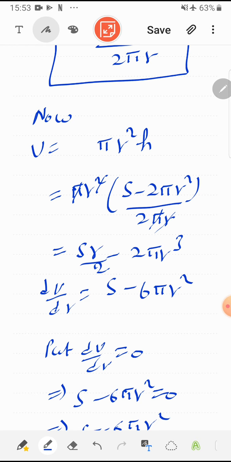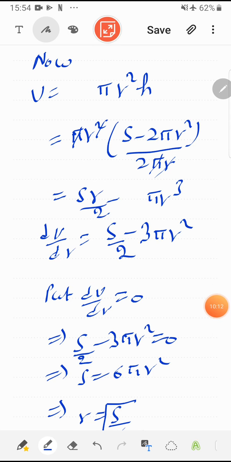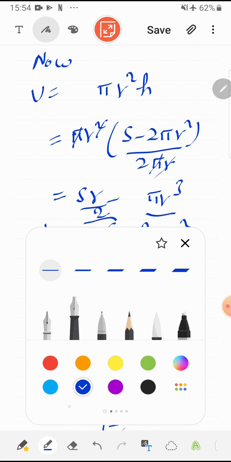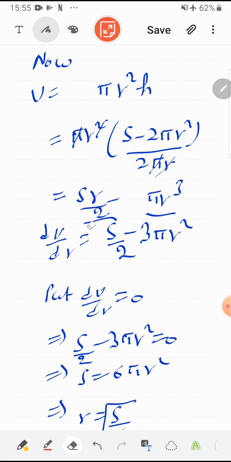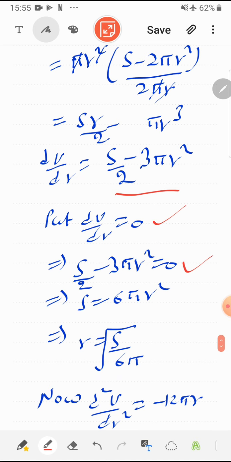Now, so the function is sr by 2 minus pi r cube. So after differentiation you can see it becomes s by 2 minus 3 pi r square. So now for maximum minimum put dV upon dr is equal to 0. So it is s by 2 minus 3 pi r square, or s is equal to 6 pi r square, or r is equal to under root s upon 6 pi. We have to remember this value also. We will take this later on.